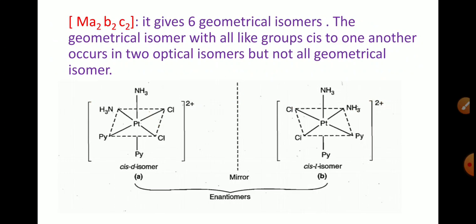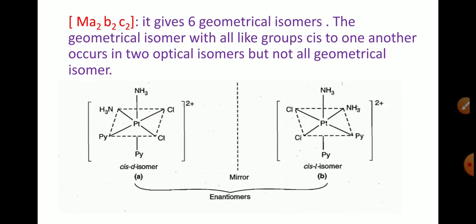Ma2b2c2 type. First one is Ma2b2c2 type. A is one kind of ligand, B is another kind of ligand and C is another kind of ligand. This type of complexes has 6 geometrical isomers. As we studied in the last class, this type of complex has 6 types of geometrical isomers. Out of these 6 types, only one kind of isomer shows optical activity, which has all similar groups cis to one another. Geometrical isomer with all like groups or same groups cis to one another occurs in 2 optical isomers, but not all geometrical isomers.